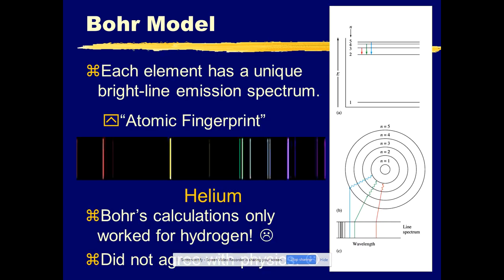Now, as we know, these line spectra are fingerprints, and so they're extremely useful to us. We can use them to identify elements in a particular sample.